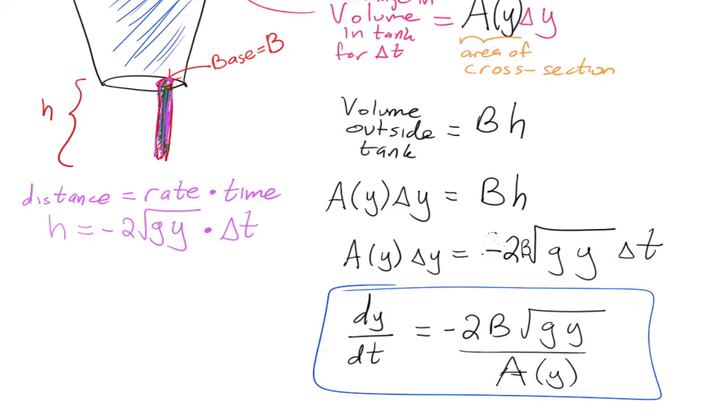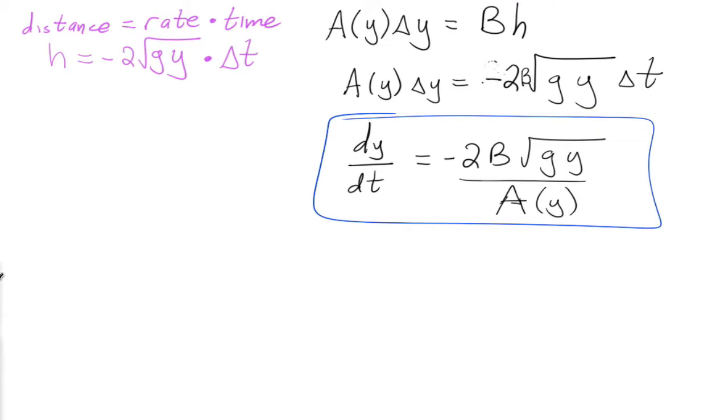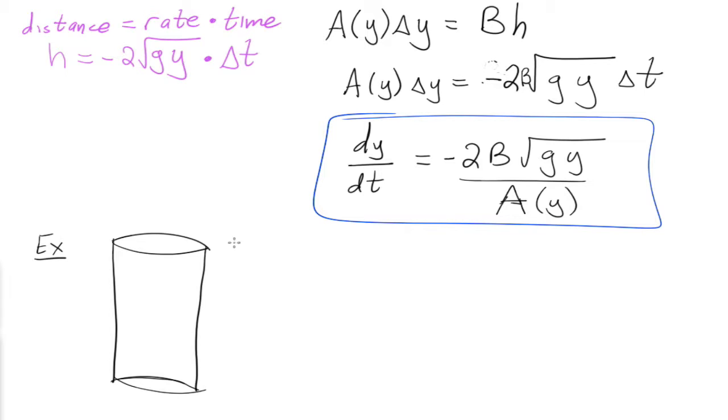So let's draw a picture. So this is our example. It's a cylindrical tank, square hole at the bottom. So the height of this was 9 feet. Square hole, 1 inch, 9 feet. Okay, so we derived all our stuff.